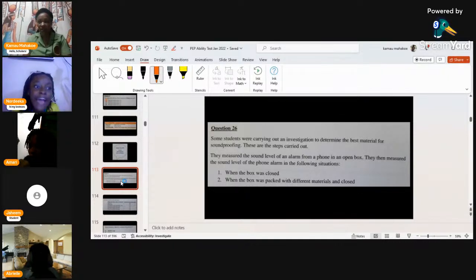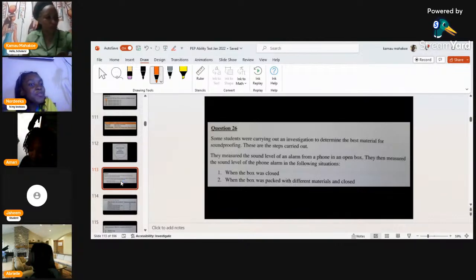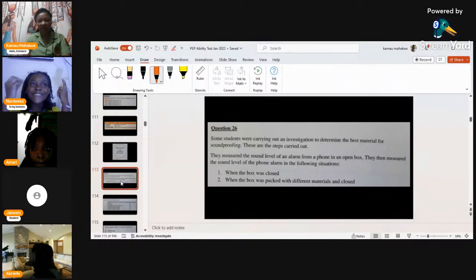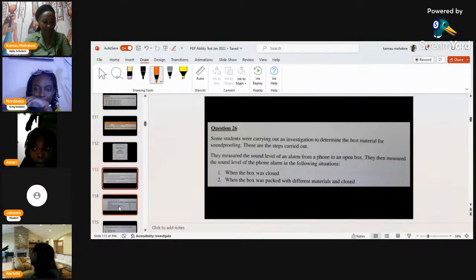So that means you don't want to hear anything coming out of the box. Am I right? That's what a well soundproofed box does. No matter what's going on in there, you're not supposed to hear it if you are not in the box. So then, if you are measuring the sound coming out of the box with the most soundproof material, would you hear more sound? Would you hear a higher decibel or a lower decibel sound?